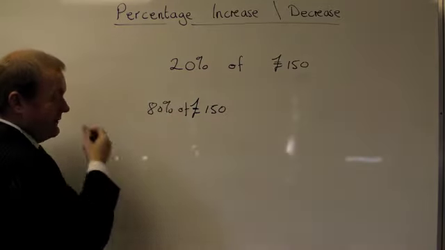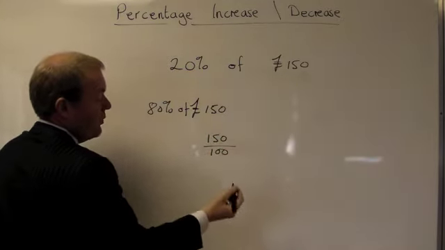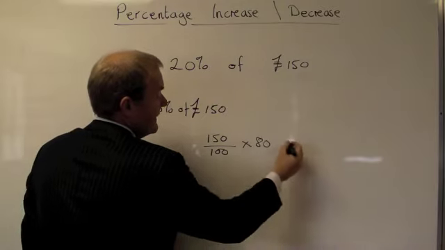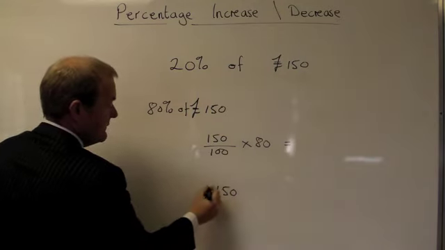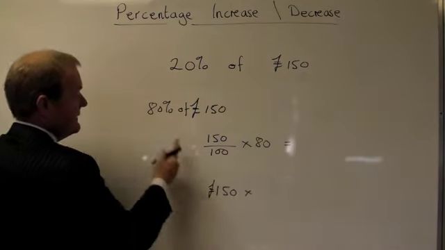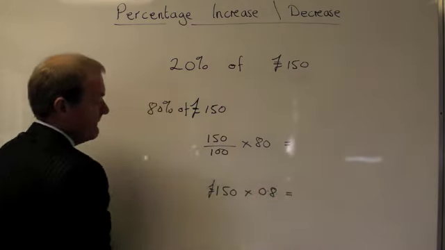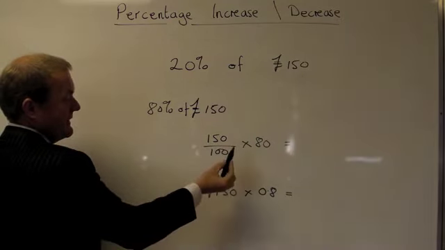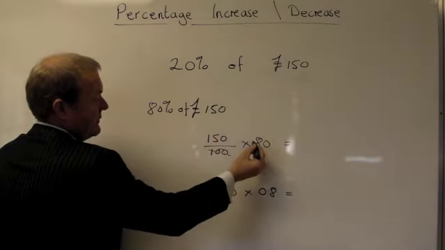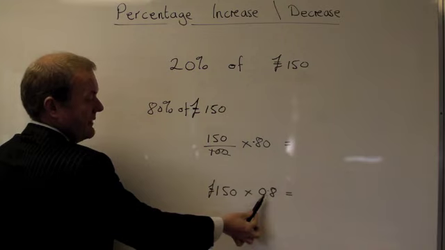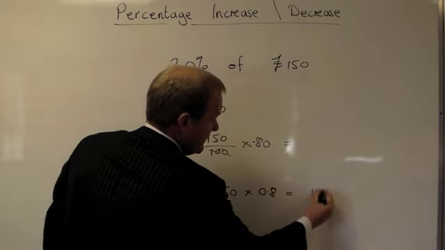So I want 80% of £150. Okay, so again, I could do 150 divided by 100 to find 1%, times by 80, and that will give me my figure. I'm going to use a multiplier. So there's my £150. And my multiplier this time, I'm looking for 80%, so my multiplier will be 0.8. Okay? And again here, I could work this out. If I'm dividing by 100, there's my 80, I could cancel that out and move my decimal point over. And that's again where this multiplier is coming from. So 150 times 0.8 will be £120.